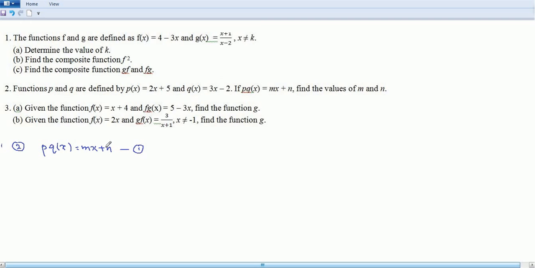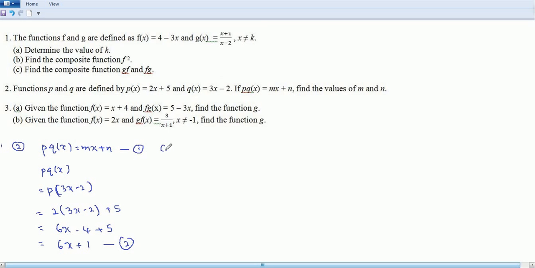Normally for this type of question, we need to use comparison. So we find out what is actually pqx. P, okay, what's qx? Qx is 3x minus 2. So px is 2x plus 5, with the new x here. 2 times (3x minus 2) plus 5. And here will become 6x, then 6x minus 4 plus 5 will become 6x plus 1. Okay, let this one become the second equation.